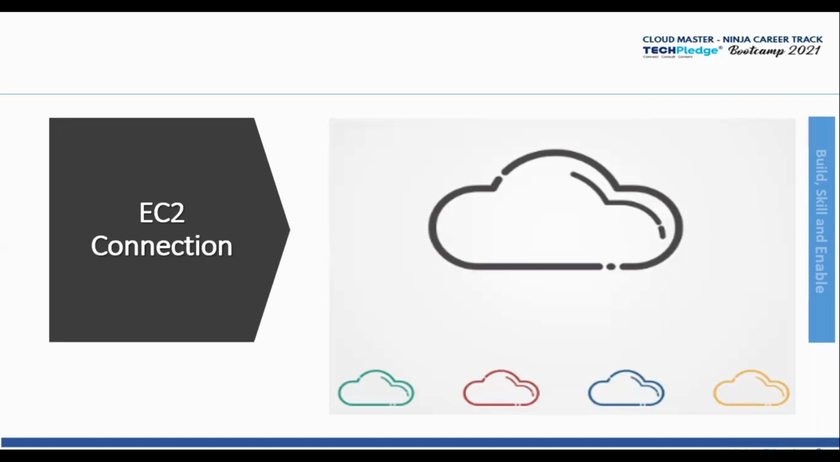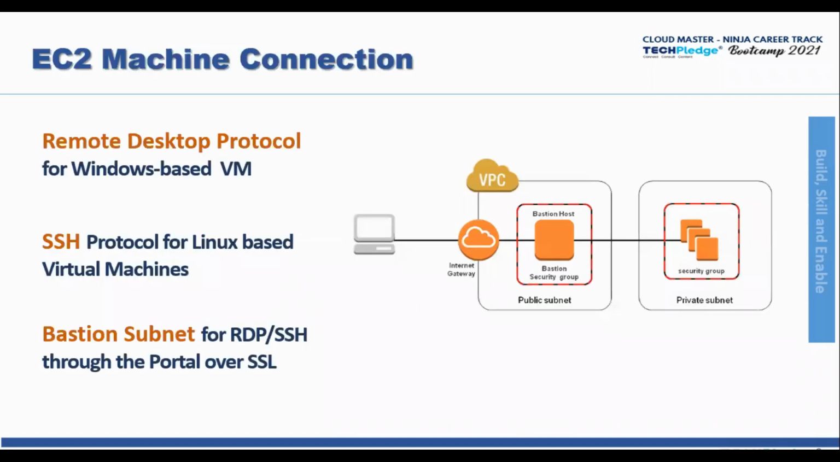So welcome back. Now we will see EC2 connection. When we launch an EC2, we need to connect to it. So what are the different ways of connecting to an EC2 instance? How is the EC2 machine connection done?